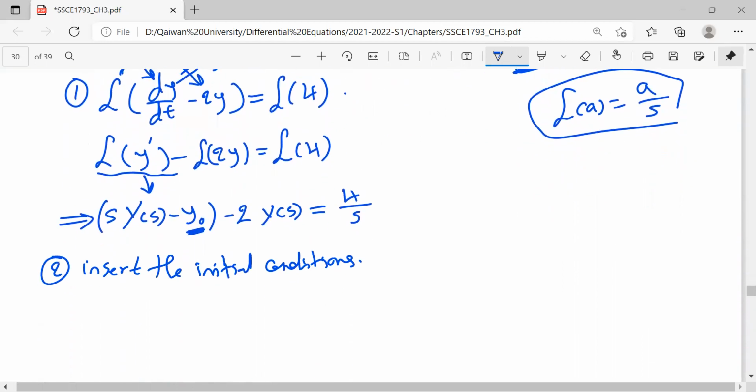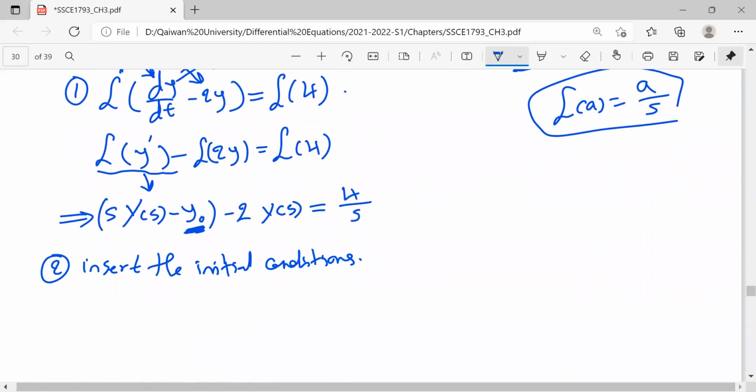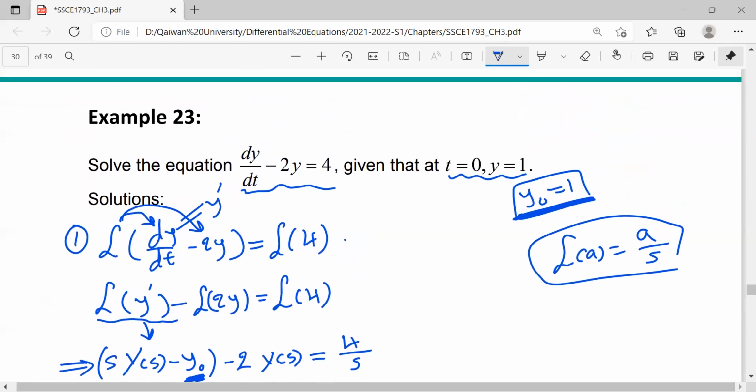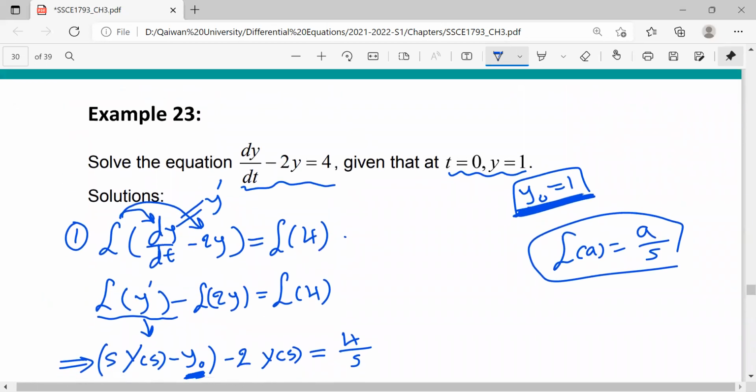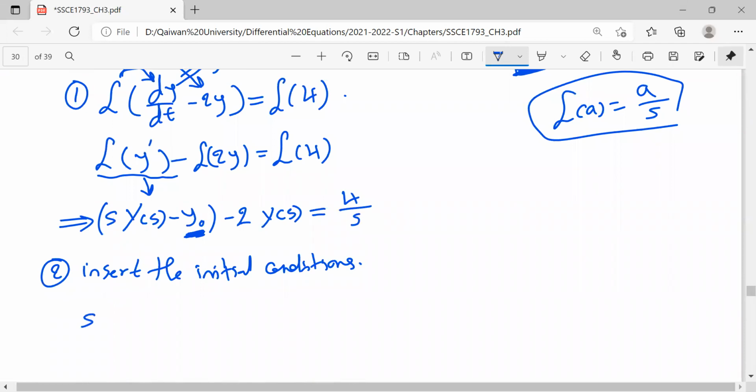We have only one initial condition here, which is y0. Y0 is 1. We replace it by 1. We get s Y of s minus 1 minus 2 Y of s equals 4 over s.